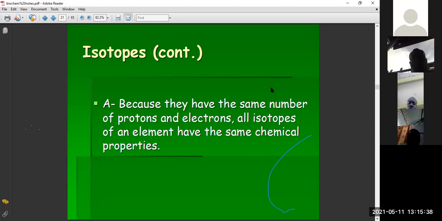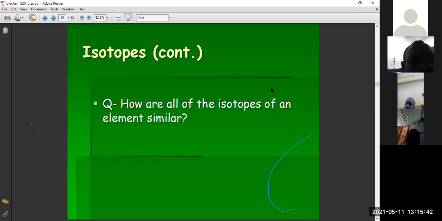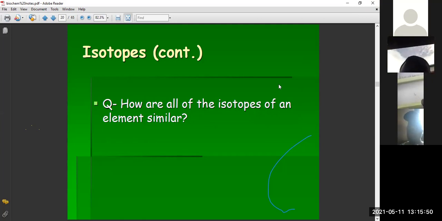Question: what if you say they have the same elements in them, will you be wrong? Isotopes of an element, they have the same elements in them. Because according to the question, how are all the isotopes similar, somebody answered by saying they have the same number of protons, which is correct. So what is your question? No, my question has been answered.